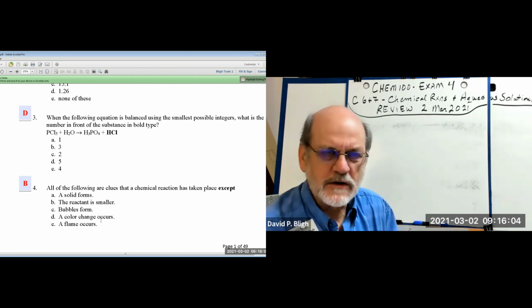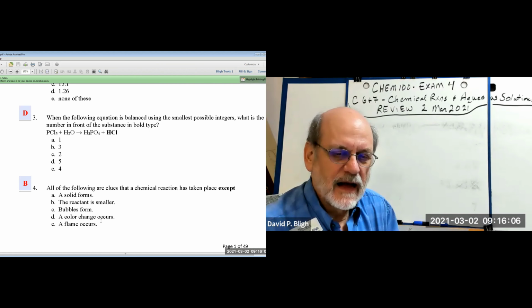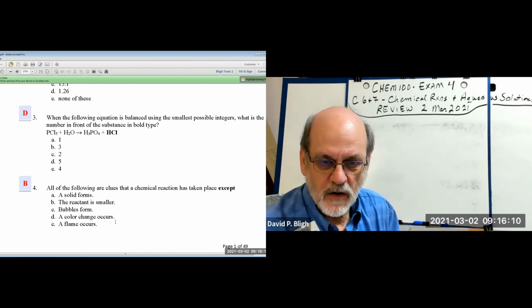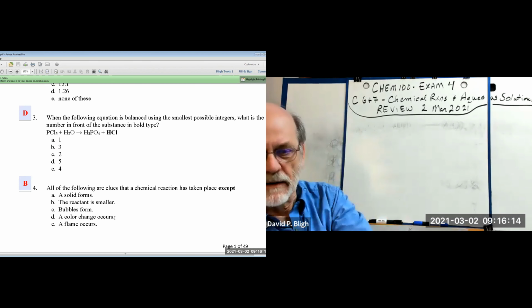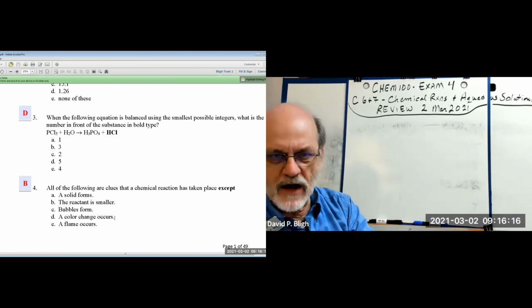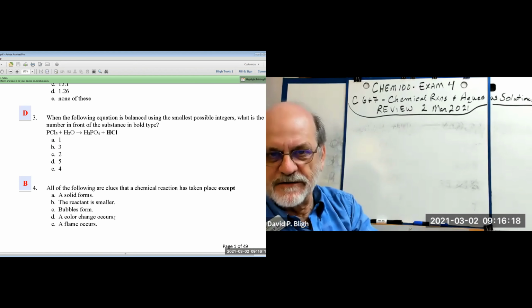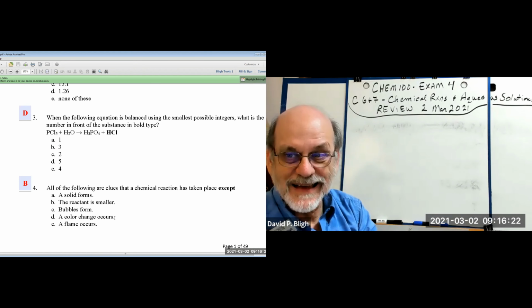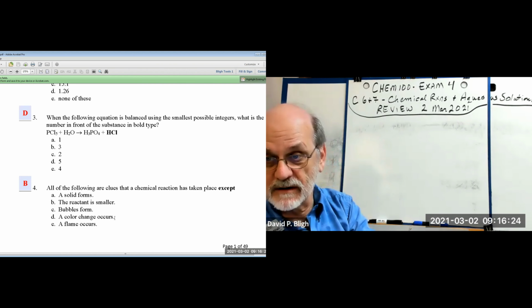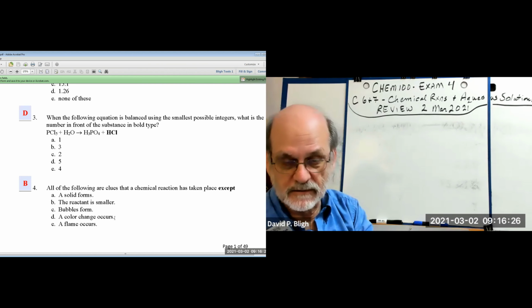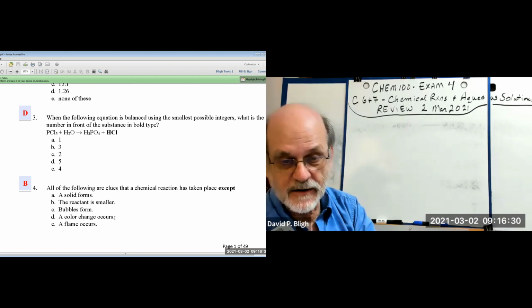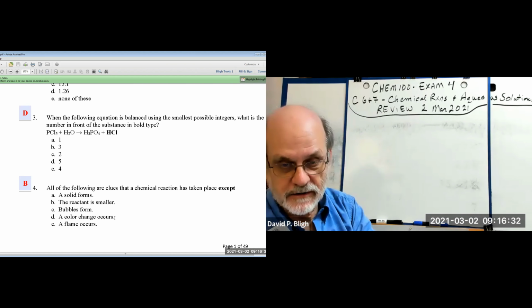Color change occurs. That one's a tricky one. Color changes can occur. Well, actually, no. A color change does indicate a reaction. If the color becomes lighter, for instance, it may just be a consequence of dilution. You just add more solvent and the color becomes less intense, but the color doesn't change.